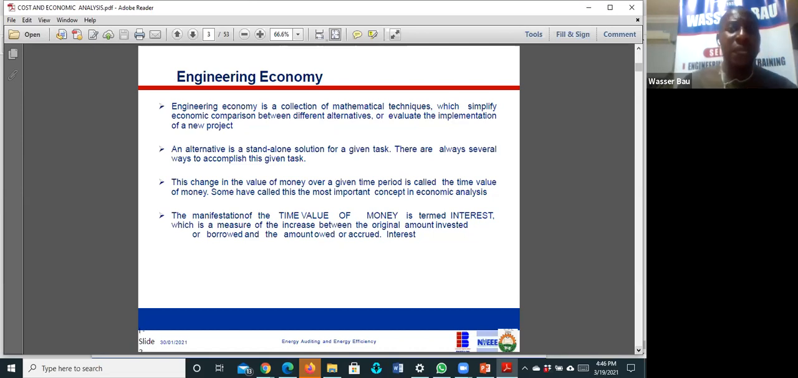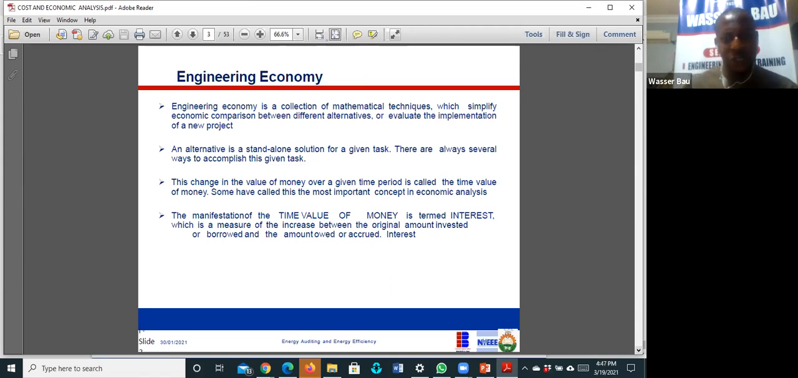Engineering economy is a collection of mathematical techniques which simplifies economic comparison between different alternatives or evaluates the implementation of a new project. An alternative is a standalone solution for a given task. There are always several ways to accomplish a given task. The change in the value of money over a given time period is called the time value of money. Some have called this the most important concept in economic analysis, and I quite agree. Time value of money changes how we analyze things economically. The manifestation of the time value of money is termed interest, which is a measure of the increase between the original amount invested or borrowed and the amount owed and accrued.